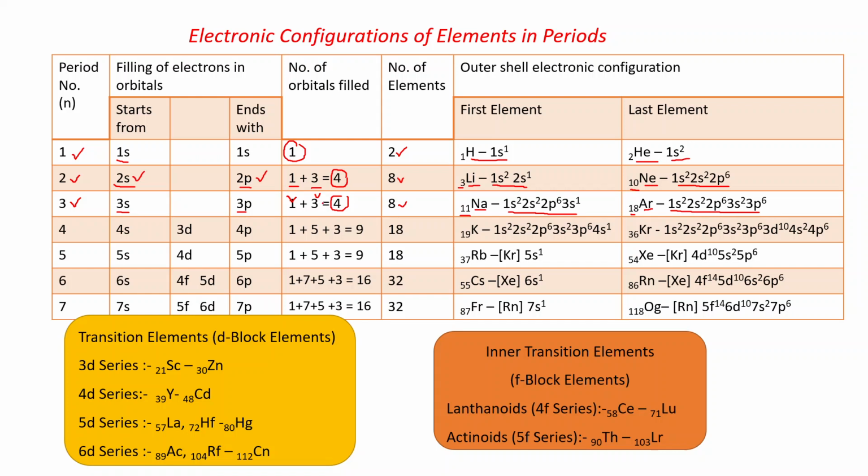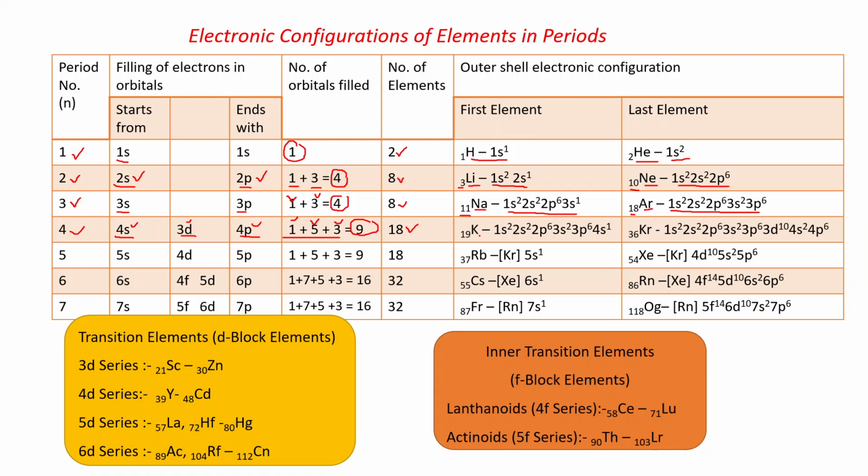And after 3p, the next period will start by the filling of the 4s subshell. Clear? And after 4s, electron enters 3d, and after that 4p. Now, how many orbitals are filled in the fourth period? In 4s there is 1 orbital, and in 3d there are 5 orbitals. In 4p there are 3 orbitals. Total number of orbitals which are filled in the fourth period is 9. Hence, the number of elements is 18.